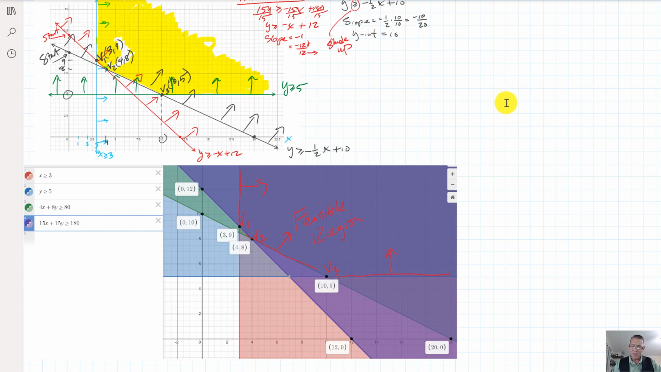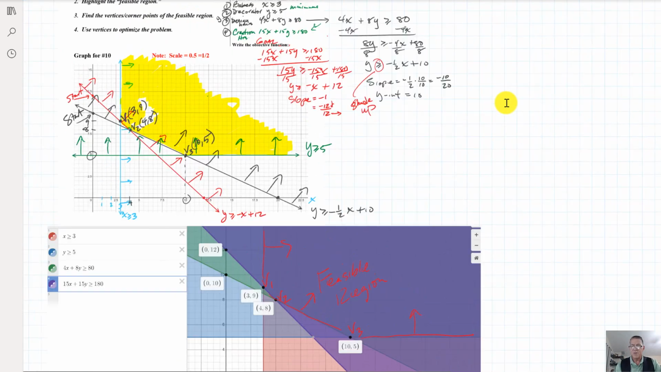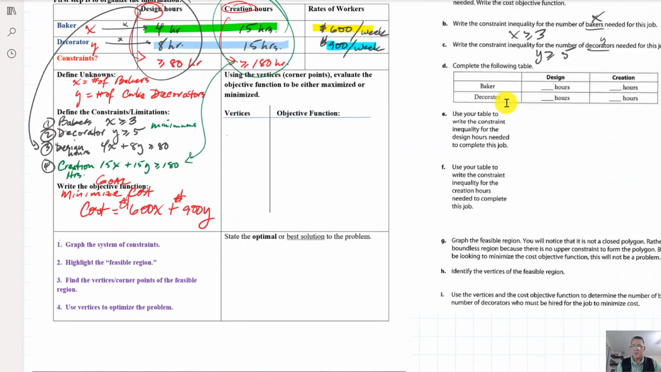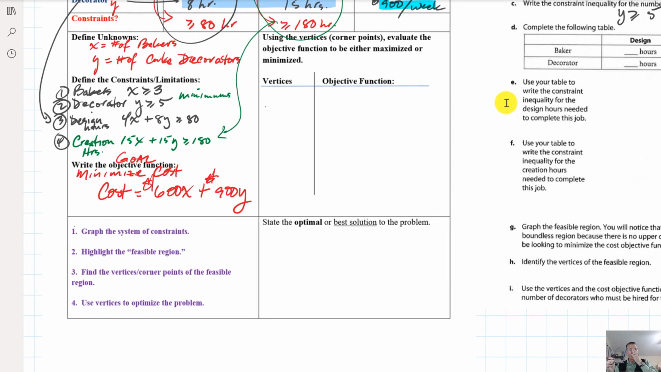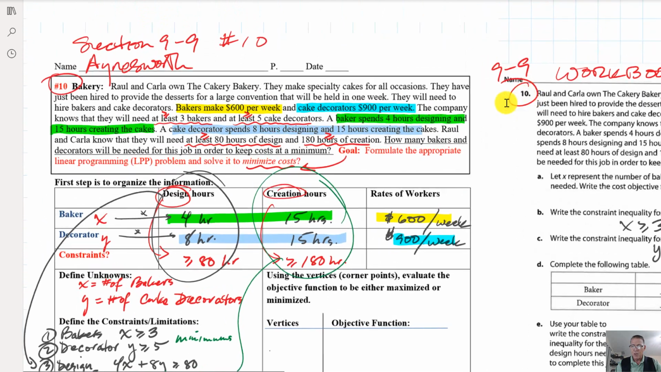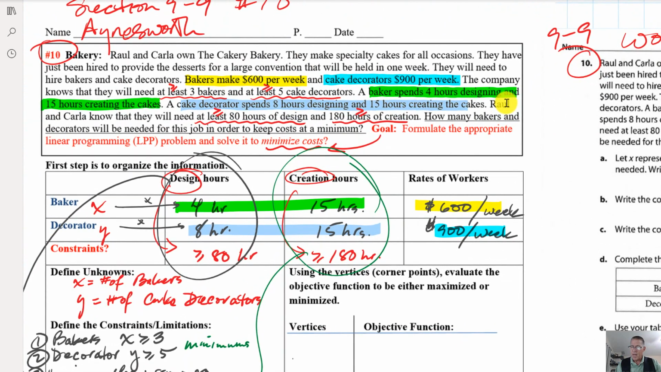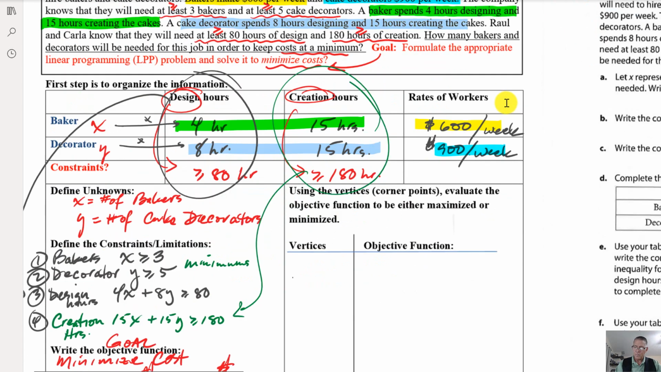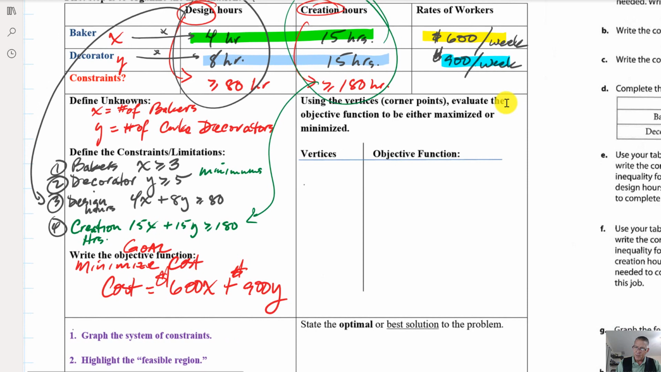So we have our vertices, (3, 9), (4, 8), (10, 5). What we're going to do is use those to optimize the problem. Let's go back to the problem and remember what we're trying to do. In business, you want to maximize profit, and at the same time, you want to minimize cost. It says right here, how many bakers and decorators will be needed to keep the cost at a minimum. That is your goal.